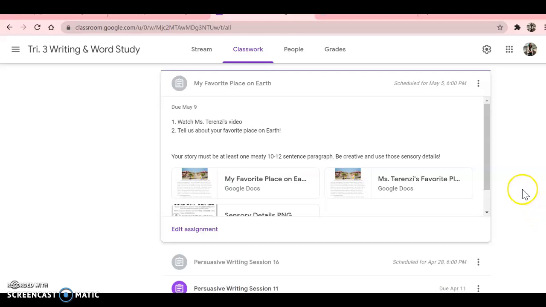Hi, fifth graders. Today you are going to be telling us about your favorite place on earth. So you're going to need to think about all of the places that you've been in your life. Is there a particular vacation destination that you've been? It could be your bedroom. It could be your grandma's house. It could be the park.